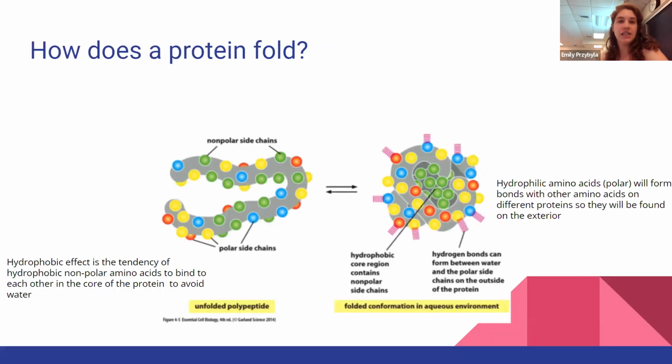Okay, then we will move on to protein folding. So we start off with a peptide and then we end up with a beautiful protein that looks the way it's supposed to every time. So how do we do that?